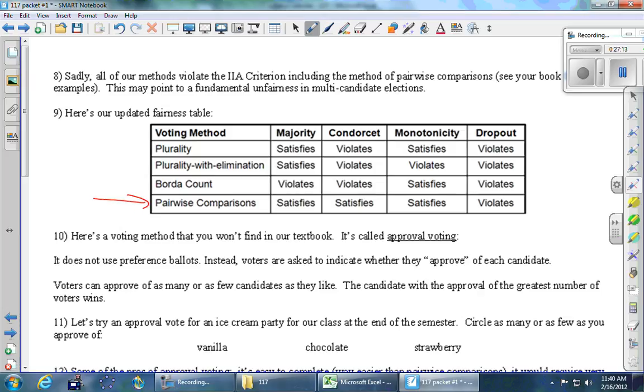Okay, so we just looked at pairwise comparisons as the new voting method for today. We were looking good for the first 3 fairness criteria. Sadly, it turns out it violates this last one, the dropout criterion.